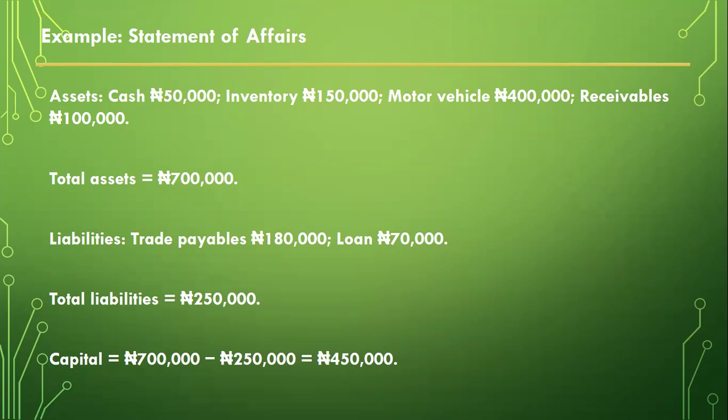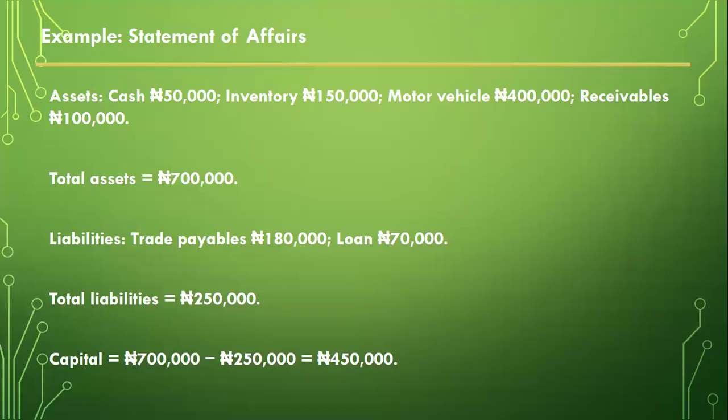So now I have my assets, I have my total liability. How do I get my capital? My capital is going to be, based on the equation given earlier, my assets minus my liability, giving us what?